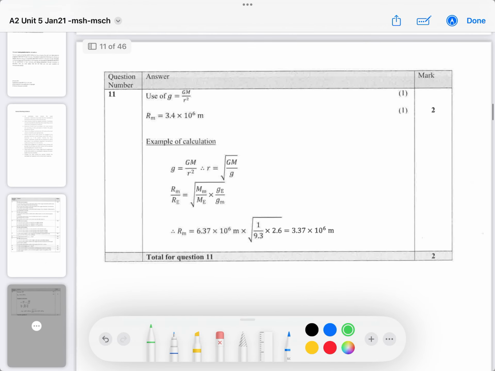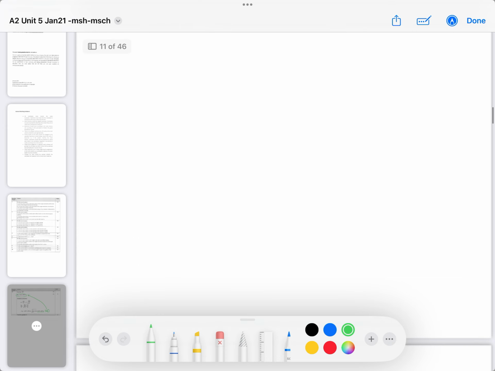Okay, so there it is. The answer is 3.37 times 10 to the 6th. That's 3 significant figures. And you can see over here, they put the answer to 2 significant figures. All right, and that's how you get your 2 marks. So that's question 11 done.